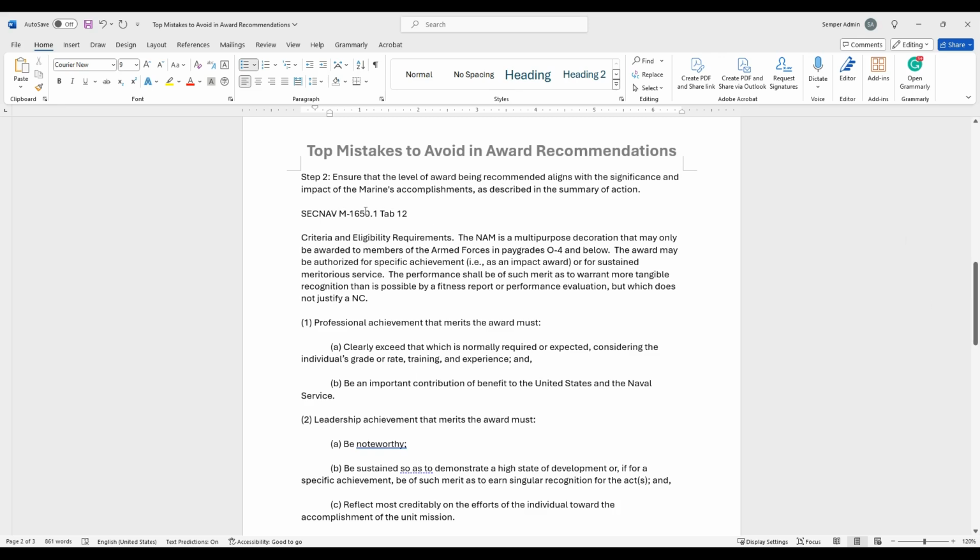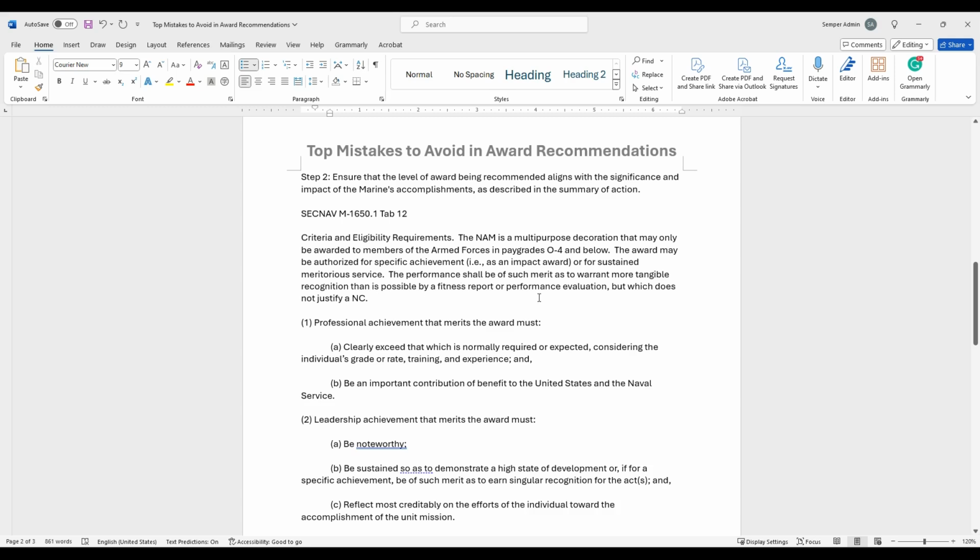If you come into the SECNAV 1650.1, under tab 12 is the Navy and Marine Corps Achievement Medal, and that is the current award that this member was recommended for. In here, we're going to look at the criteria and recommendations. The NAM is a multi-purpose decoration that may only be awarded to members of the armed forces in the pay grades of O-4 and below. The award is authorized for specific achievement, such as impact award or sustained meritorious service.